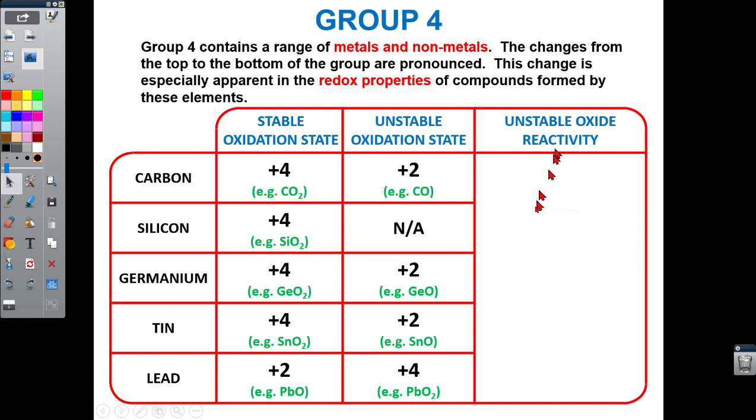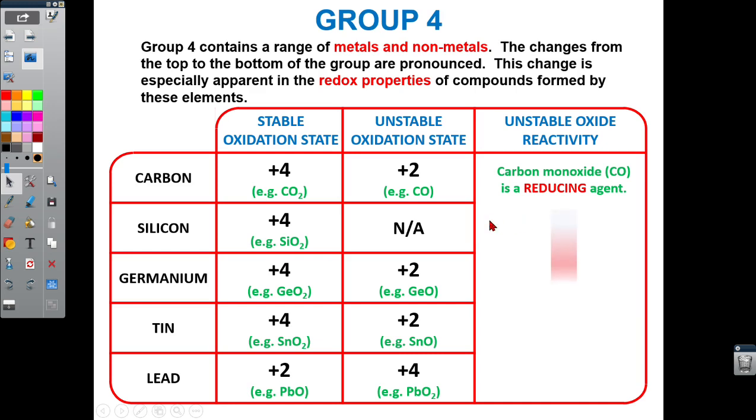Now, the unstable oxide reactivity for carbon: carbon monoxide, because it's unstable in oxidation state +2 and it wants to become CO2 with oxidation state +4, in so doing it gets oxidized itself. Therefore it will act as a reducing agent. It will reduce other compounds, and we'll look at that shortly.